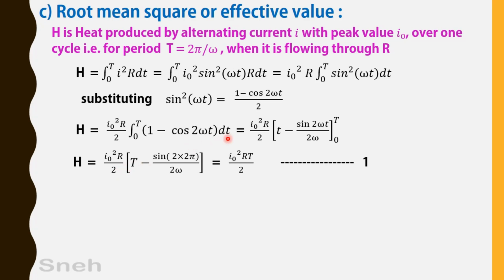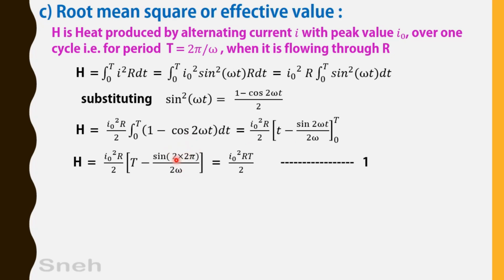Now instead of this t, capital T will come here, sine of 2. What is the value of omega T? Omega T is nothing but 2 pi. Why is it 2 pi? Because this t will be replaced by capital T, and from this equation, see here, omega will go to the left side, so omega T will be 2 pi. So we are substituting here 2 into 2 pi divided by 2 omega.